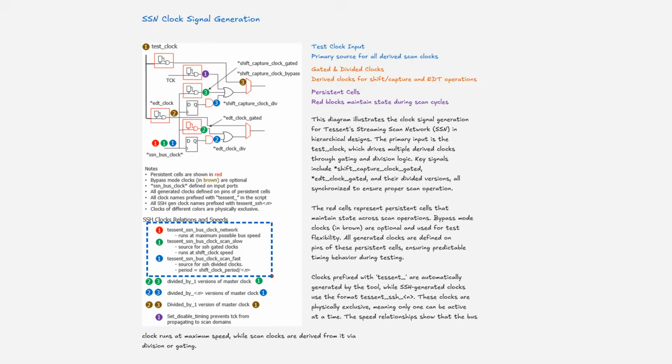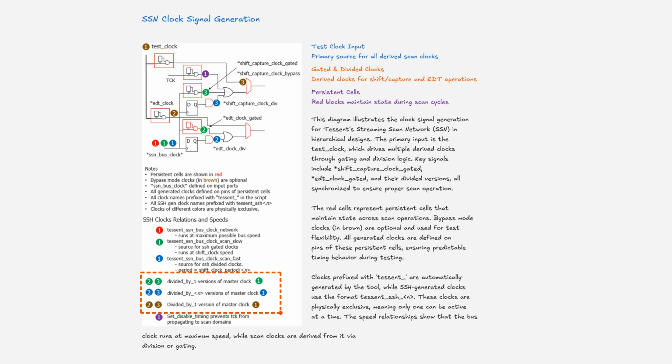This diagram illustrates the clock signal generation for Tessent's streaming scan network, SSN, in hierarchical designs. The primary input is the test clock, which drives multiple derived clocks through gating and division logic. Key signals include shift capture clock gated, EDT clock gated, and their divided versions, all synchronized to ensure proper scan operation. The red cells represent persistent cells that maintain state across scan operations.